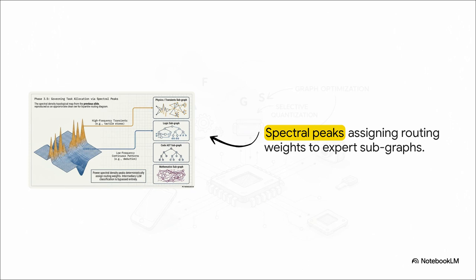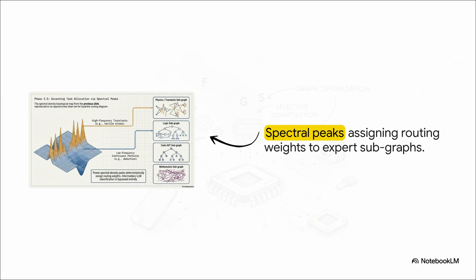By looking at the topographical peaks in this new spatial frequency domain, the system knows exactly where to send the data. High-frequency physical transients, say a sudden spike in tactile stress on a robotic arm, form distinct peaks that route instantly to a physics or transient subgraph. Low-frequency continuous patterns, like a logical deduction, form entirely different peaks that route to a logic or code subgraph.